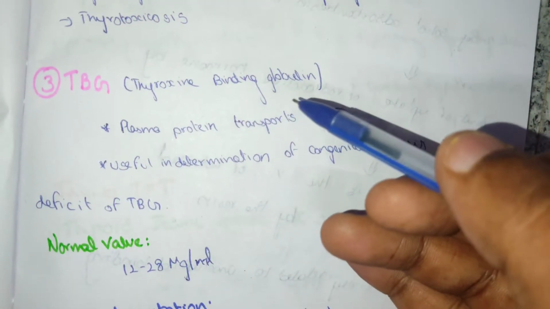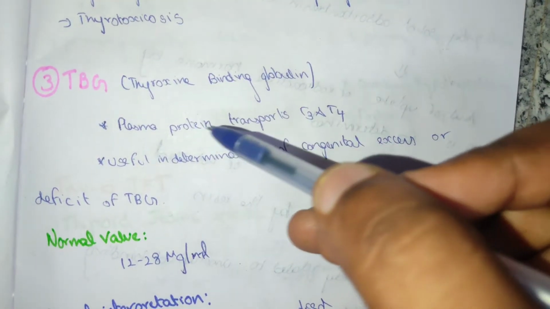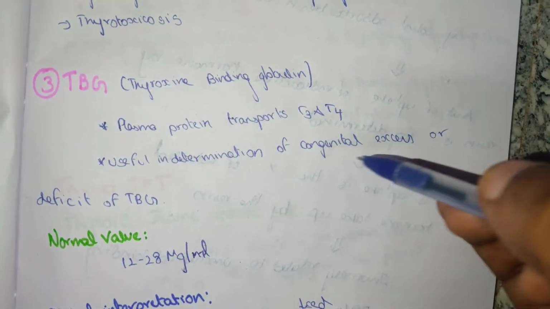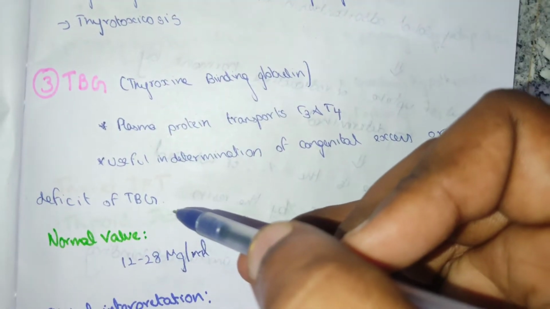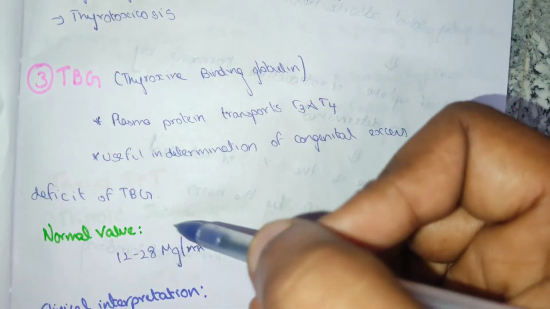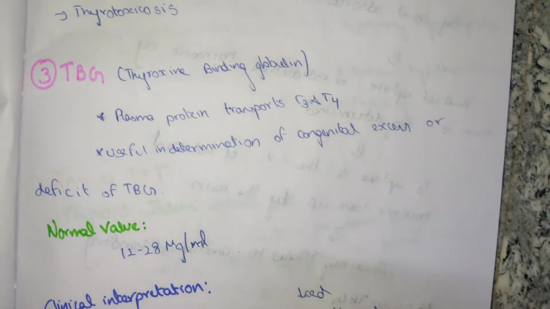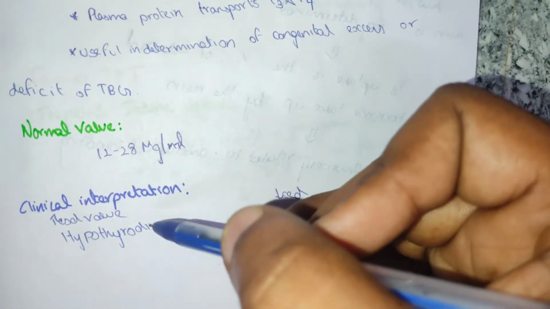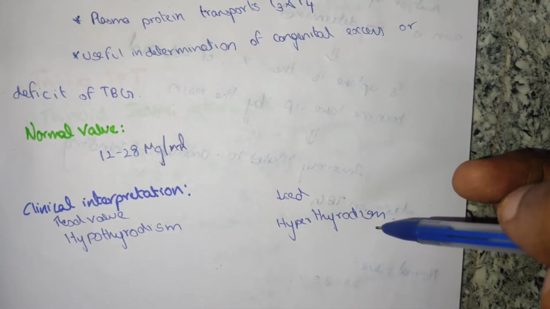The thyroxine binding globulin is a plasma protein that transports T3 and T4, useful in determination of congenital excess or deficiency of thyroxine binding globulin. The normal value of this is 12 to 28. The clinical interpretation: increased level is seen in hypothyroidism and decreased level is seen in hyperthyroidism.